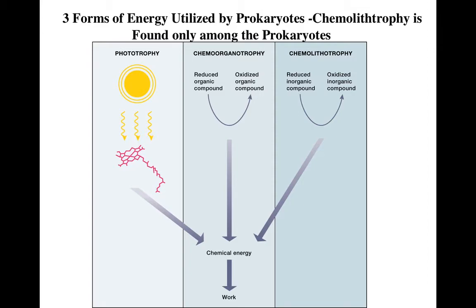And so we've kind of touched on this a little bit already. But there are three forms of energy utilized by prokaryotes, and at least two of them are also used by eukaryotes. So phototrophy, using sunlight. Chemoorganotrophy, which is what you and I are doing as we speak, where we're using reduced organic compounds and oxidizing them to generate energy. And then chemolithotrophy, this is the part that's uniquely prokaryotic. This is an energy type that eukaryotes have never been able to do, where you're using reduced inorganic compounds, oxidizing them to produce chemical energy to do work.